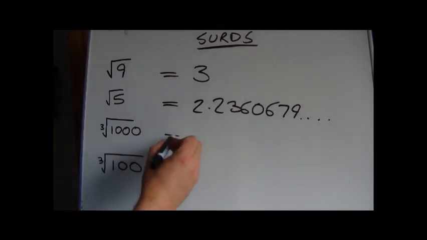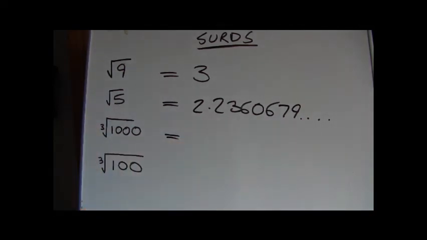Here's another example. If we've got the cube root of 1000, well, this reduces to a single whole number. The answer to this is 10, because 10 times 10 times 10, or 10 cubed, is equal to 1000.